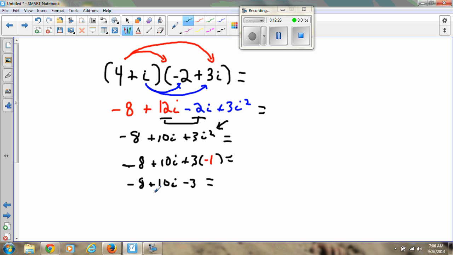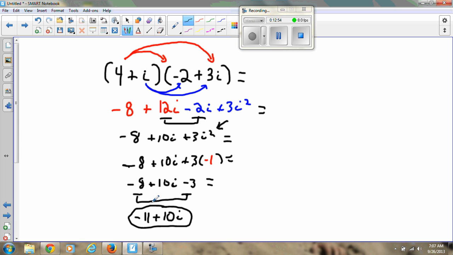Okay, finishing the problem off, putting it in the right form, we're just simply going to combine the negative 8 and the negative 3, which is negative 11, and that goes first because it's the real number part, followed by the imaginary part of 10i. And now you have multiplied two complex numbers. Okay, that is the end of our lesson.